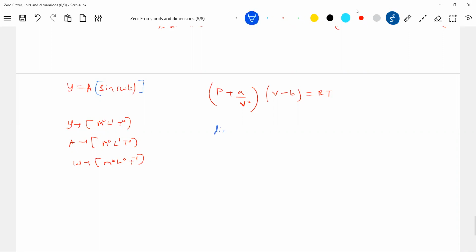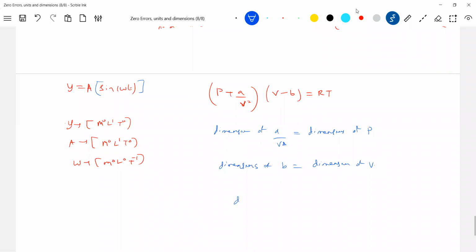So I'll put it like that. The dimensions of A by V square should be equal to the dimensions of P. The dimensions of b should be equal to the dimensions of V. So now we know the dimensions of pressure and volume. With that, we'll get the dimensions of A.